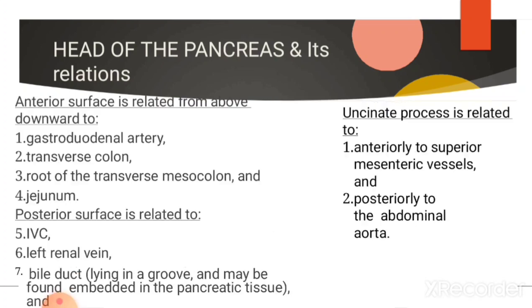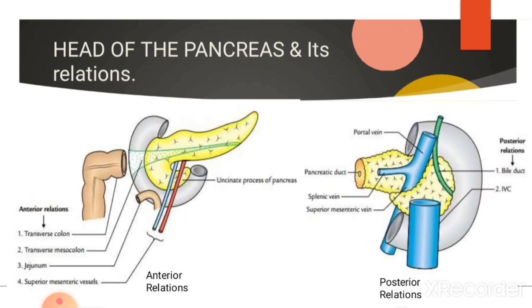Now come to the right lateral border, which is related to the gastroduodenal artery, transverse colon, root of the transverse mesocolon and the jejunum. The posterior surface, which is lying on the posterior abdominal wall, is related to the IVC, that is inferior vena cava, left renal vein and bile duct. The uncinate process is related anteriorly to the superior mesenteric vessels and posteriorly to the abdominal aorta. So these are the relations. This diagram shows the relations of the head of the pancreas, so you just go through it.